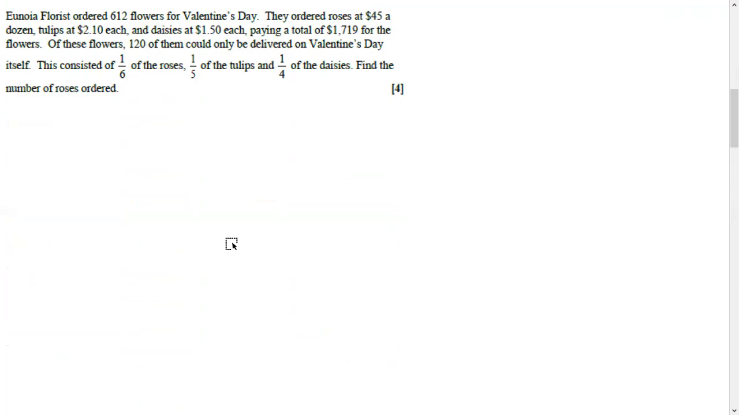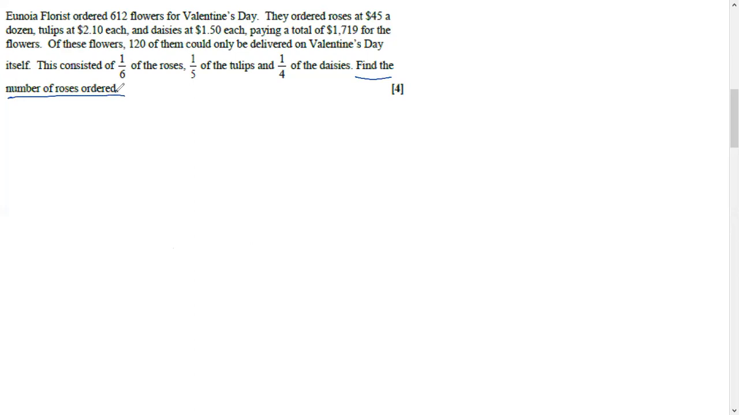A florist who ordered 612 flowers for Valentine's Day. They ordered roses for $45 a dozen, tulips for $210 each, and daisies at $150 each, and paid a total of $1,719 for the flowers. Of these flowers, 120 of them could only be delivered on Valentine's Day itself. This consists of 1/6 of the roses, 1/5 of the tulips, and 1/4 of the daisies. So we are asked to find the number of roses ordered.